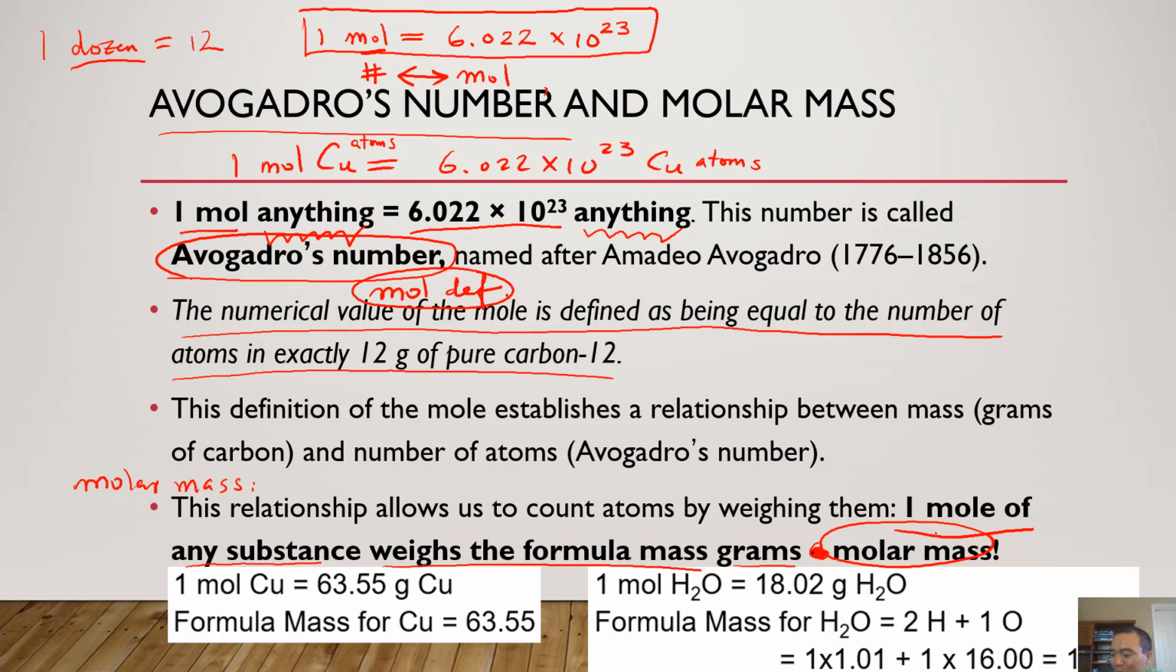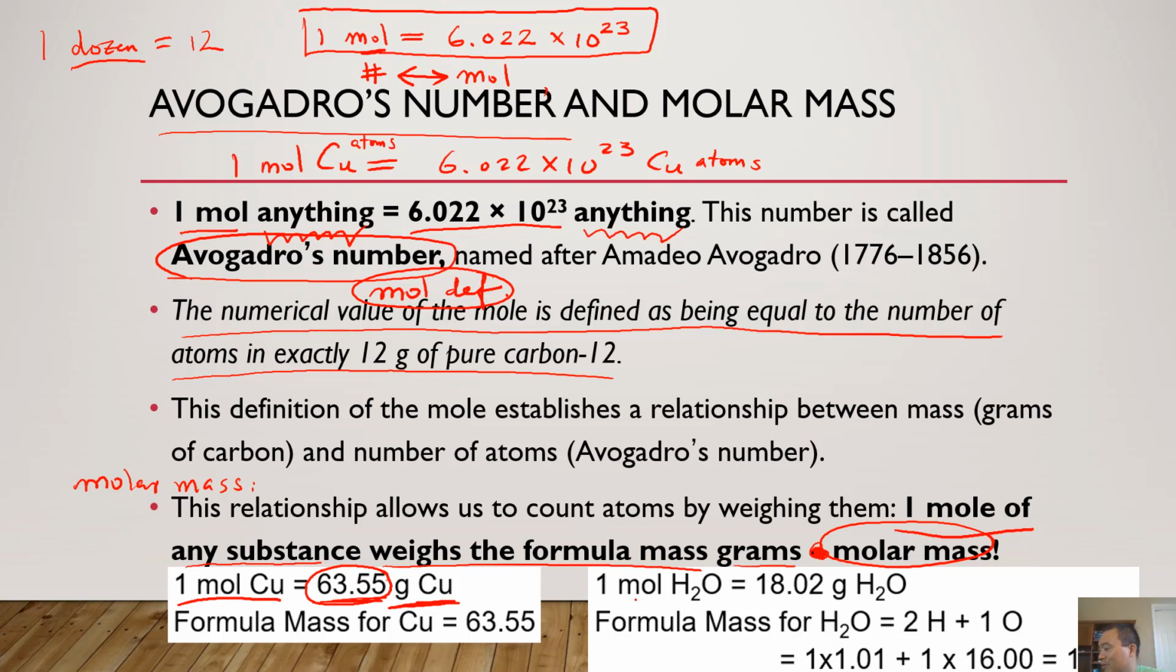For example, 1 mole of copper will be the formula mass in grams of copper. When you look it up in the periodic table, look at your periodic table now, copper has an atomic mass of 63.55. Remember, 1 mole of any substance will weigh exactly the same as the formula mass in grams. Formula mass of copper is 63.55. So 1 mole is 63.55 grams.